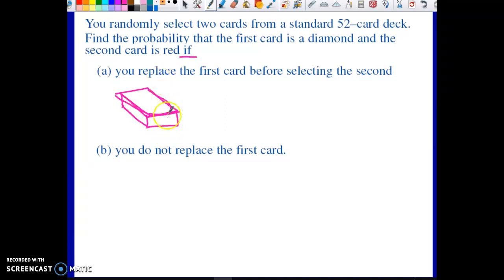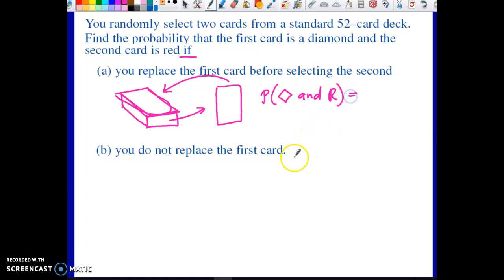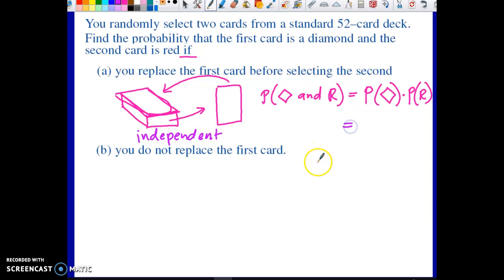So in the first trial, you're going to replace the card before selecting the second. So let's say you take 1 card out and you look at it. All right? Then you take that card and put it back in after you're done. What's the probability that you get a diamond and the second time you will get a red card if you put the card back? Well, it'd be the probability that you get a diamond multiplied by the probability that you get a red. Now, is this independent or dependent? I would say independent, because if I put the card back, it's like you never even took it out in the first place.